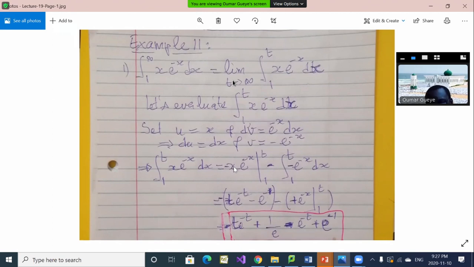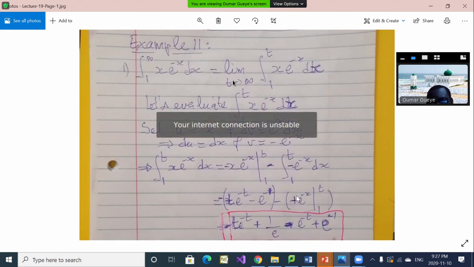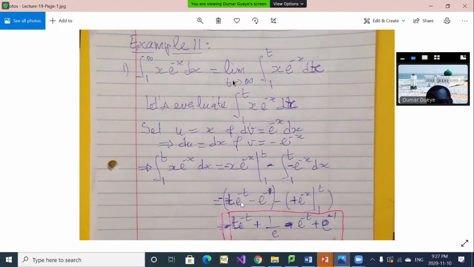e to the power negative x is negative e to the power negative. With this negative sign, it becomes a positive. And I just open this bracket and put this minus sign inside. It becomes minus t e to the power negative t, and these two minus signs become plus e to the power minus 1. But e to the power minus 1 is equal to 1 over e.